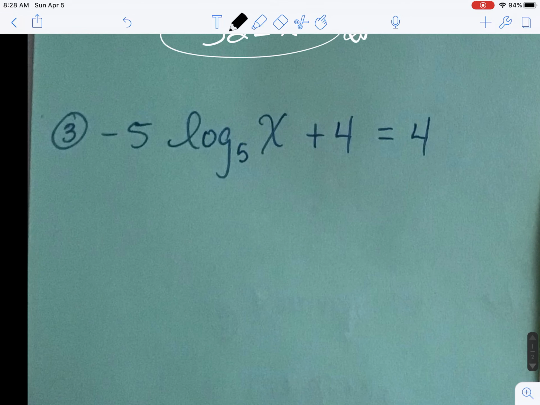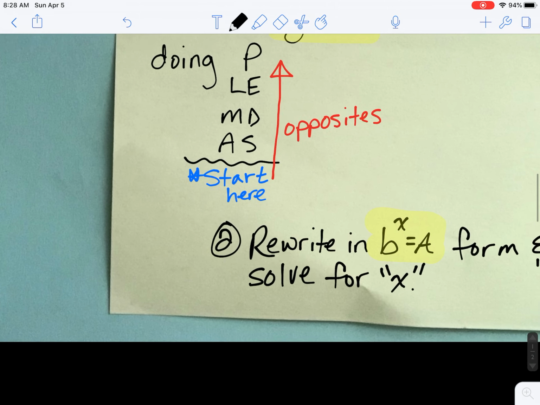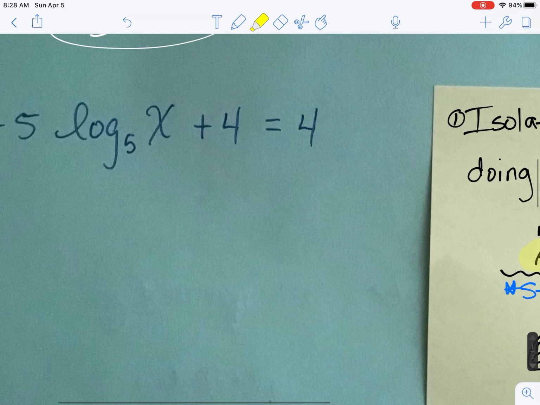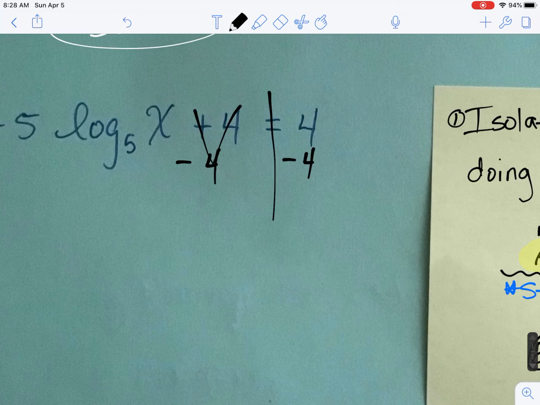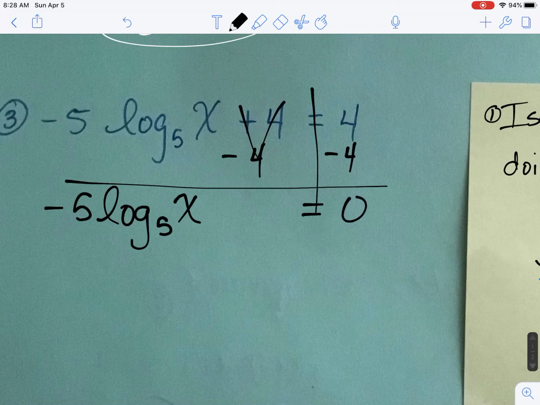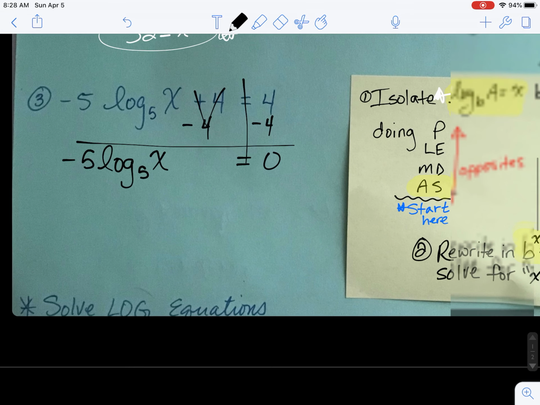And then our last example here, example 3. Remember, the goal is to get log base b of a equals x by itself. Start at the bottom of PEMDAS and work ourselves up. Start with add and subtract. And if you look right here, we do have some add and subtract. We're adding 4. Do the opposite. I want to subtract 4. So they have negative 5 log base 5 of x equals 0. So we're done with our add and subtract family.